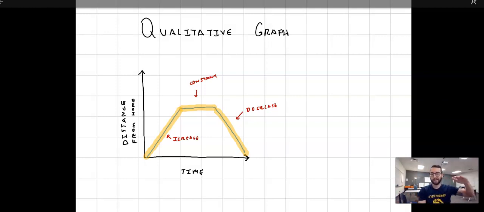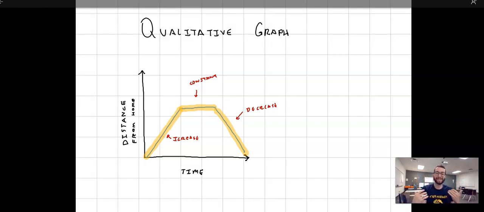That constant, right, my distance isn't changing anymore. It's straight, but time is still going on. Because once you get to the gas station, you got to go inside, you got to grab your drink, you got to wait in line, you got to pay for it, and then you leave, and that takes time. But I'm not getting further from my house, I'm in the same spot.